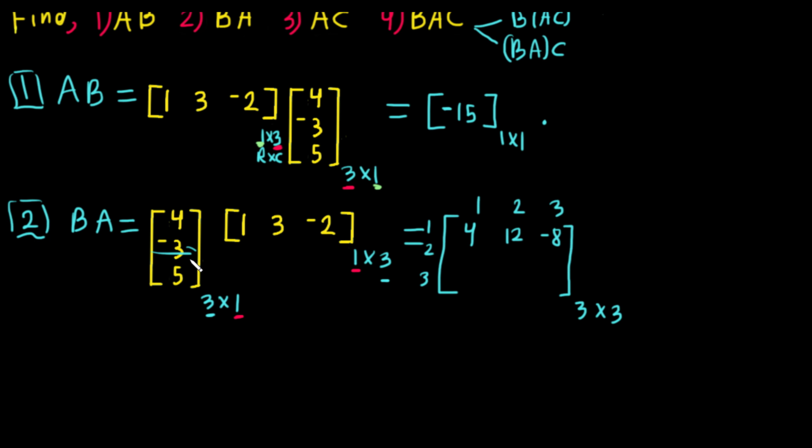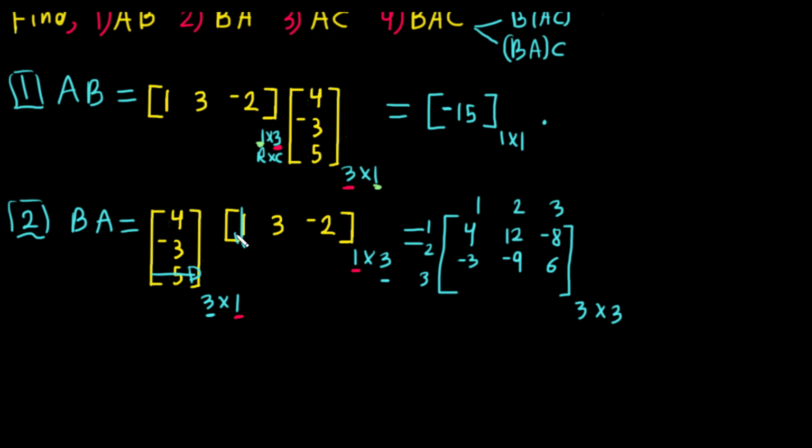Second row with the first column. So negative 3 multiplied by 1, which is negative 3. Second row with the second column. So negative 3 multiplied by 3, which is negative 9. Second row with the third column. So negative 3 multiplied by negative 2, which is 6.